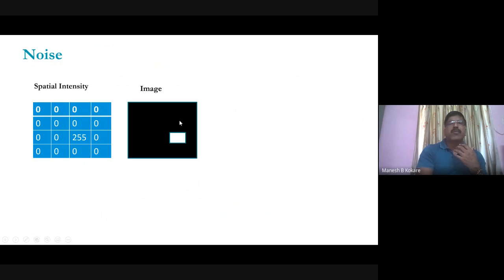And then what is the frequency of this noise? If you find the rate of change of pixel intensity, 250 pi minus 0 is 250 pi, or 0 minus 250 pi, or 250 pi minus 0 in this direction is also 250 pi, or 0 minus 250 pi is also maximum. So at this noise location, the rate of change of pixel intensity is high, so noise is considered a high spatial frequency component in the image.